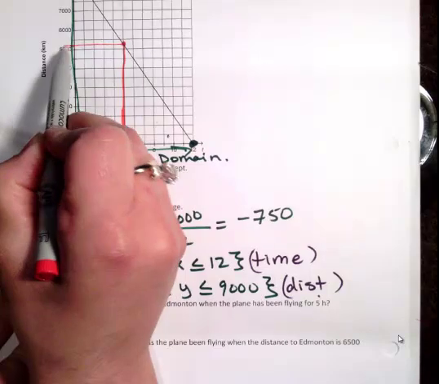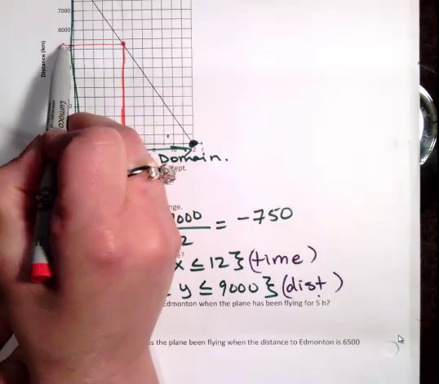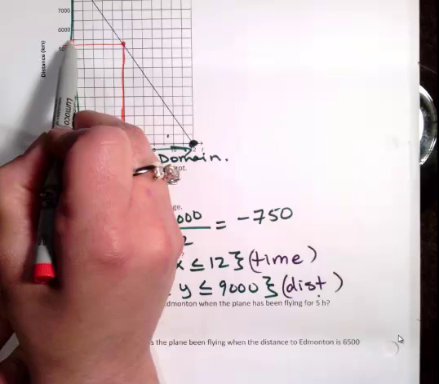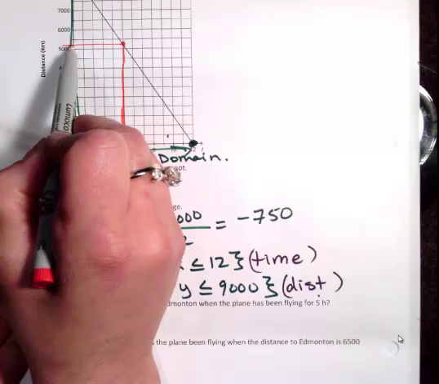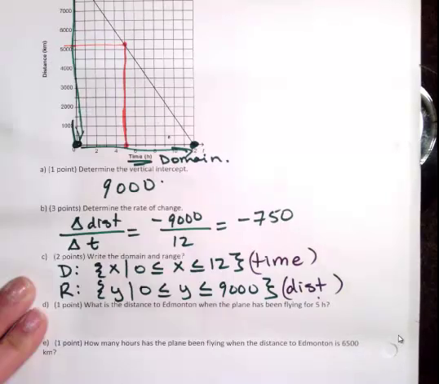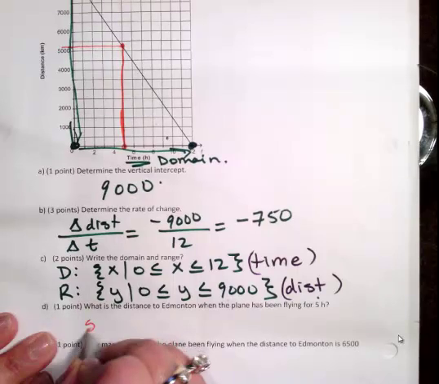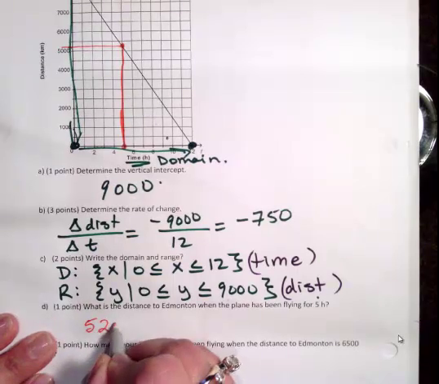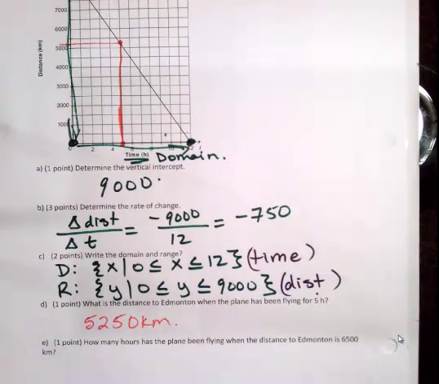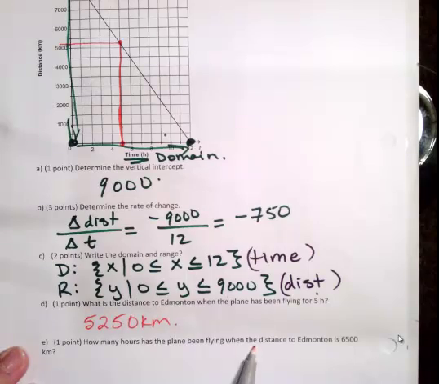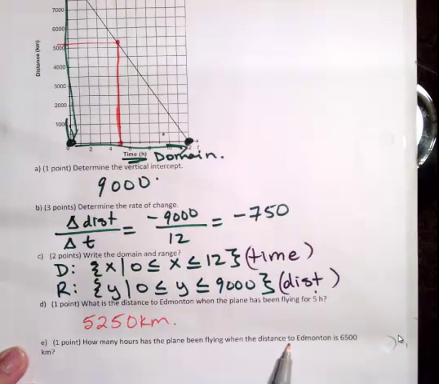So it's just above the 5,000. It's not near the 5,500 mark. So it's going to be slightly less than that point right there. I'm going to estimate it's around 5,250 kilometers.